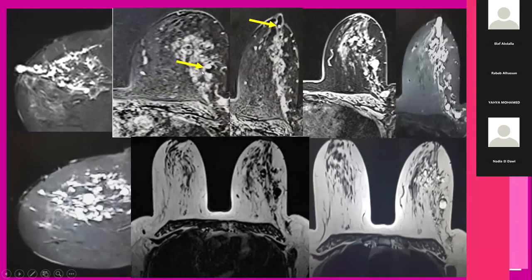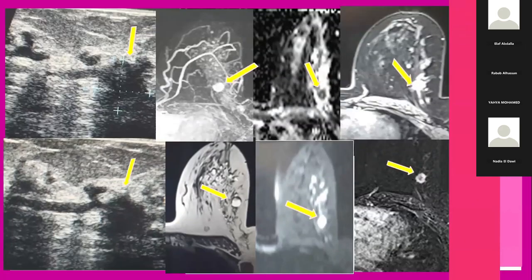And here we can see this cyst with a mural nodule, same as we have seen on ultrasound, extending into the nipple. And that portion within the nipple demonstrates an intraductal enhancing nodule. Here, this is the same lesion, the index lesion. You can see it here, restricted in diffusion.